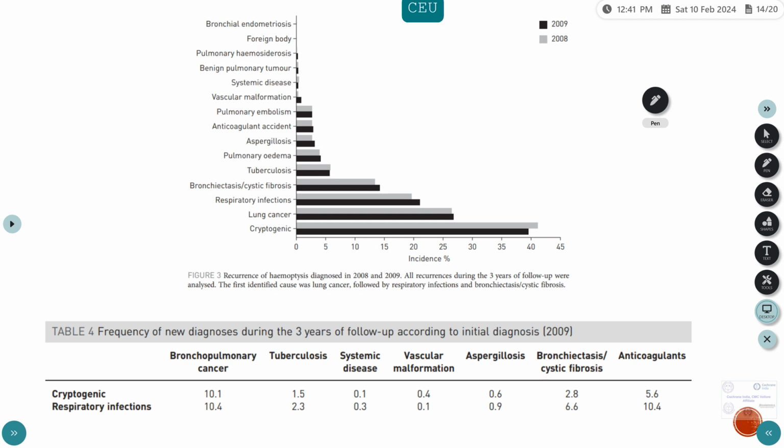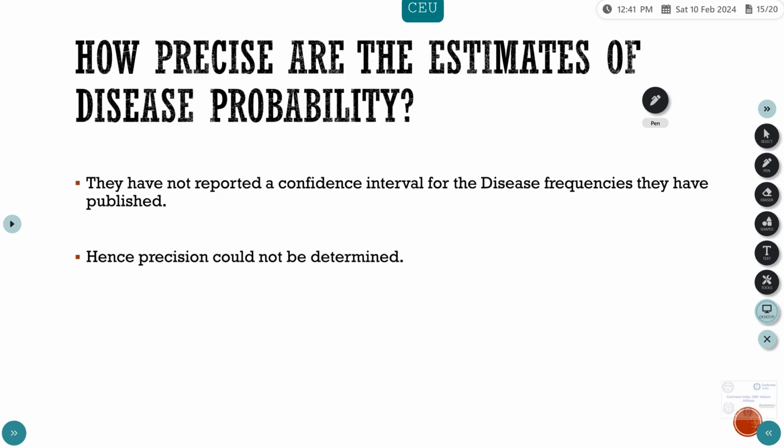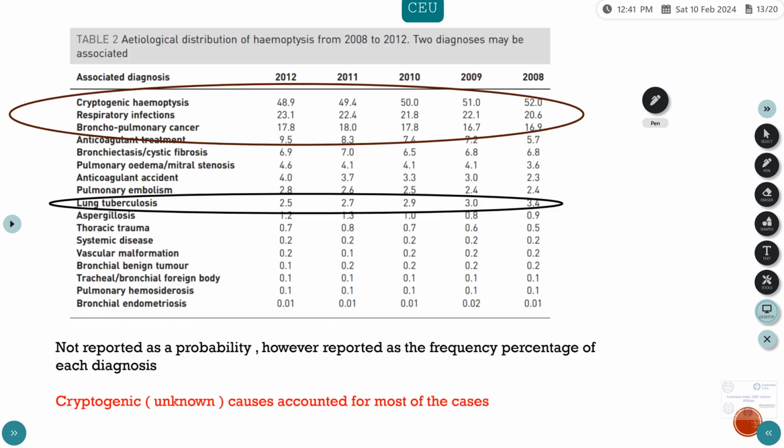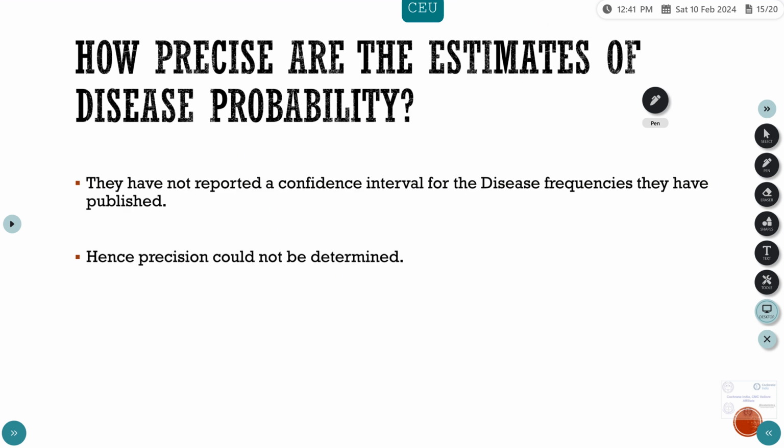So, how precise are the estimates of disease probability? They have not reported a confidence interval for the disease frequencies they have published. So precision we cannot determine without a confidence interval. If they say that 48.9% or 23% of the patients had respiratory infections, and there is no confidence interval, we can't say how low that percentage can go and how high it can go. Without that, we really can't say whether we have confidence in those estimates. So they have not mentioned a confidence interval, so precision could not be determined.